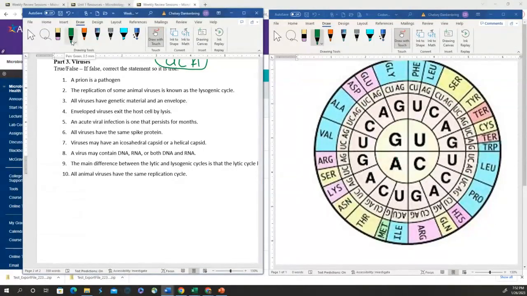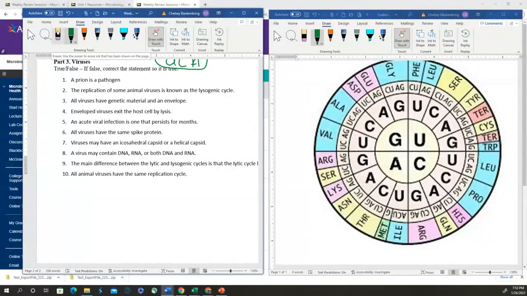Okay. I'm going to say 3, 2, 1, go. And on the word go is when you'll push enter. Okay. So everyone participate. All right. Here we go. Is a prion a pathogen? True or false? 3, 2, 1, go. Ah, look at that. Good. All right. Ooh, we got some different answers.